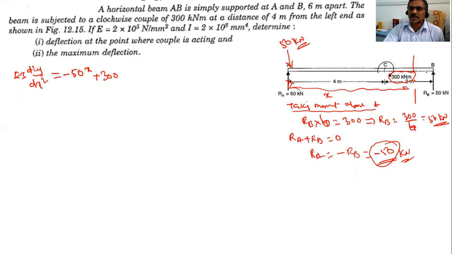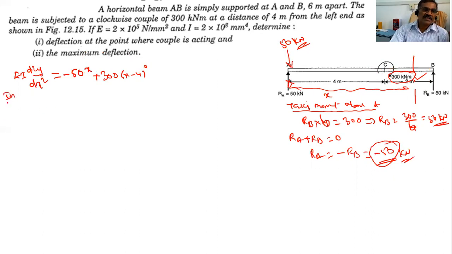Already it is given in kilonewton. Couple is a kilonewton meter. So 300. However, you have to put the distance. The distance is (x minus 4) power 0, so automatically it will be 1. It has a reason. Let us see.